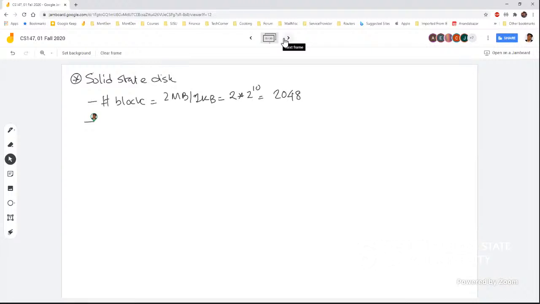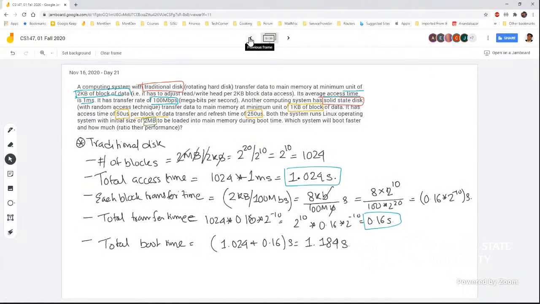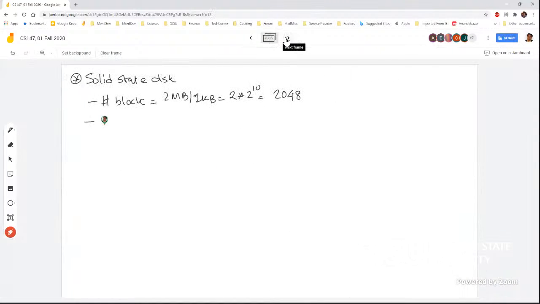And we can take more or less the average transfer time, as the summation of this plus this. Per block it will take 50 microseconds to transfer, and after each transfer it will take 250 microseconds for refresh time. It actually takes 2047 refresh times, but we can just add one more. That won't give much difference in the performance ratio because it's too tiny a number. So we can approximate the transfer time per block as 50 plus 250 microseconds, which is 300 microseconds.